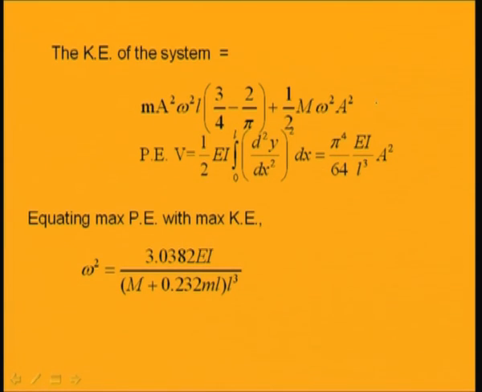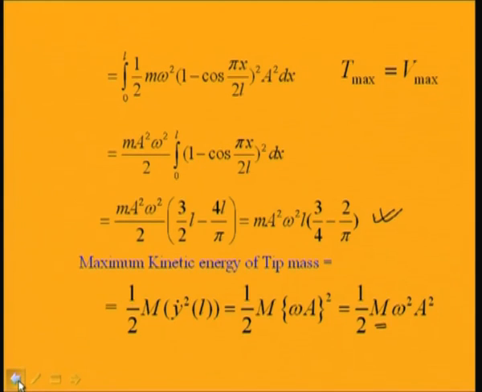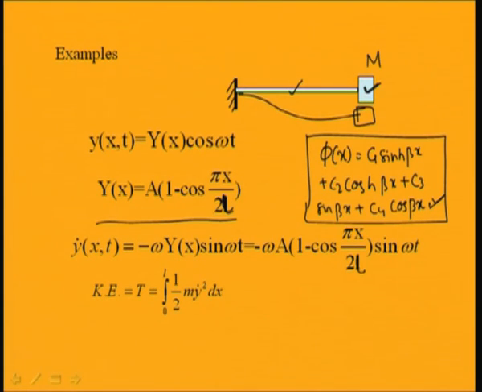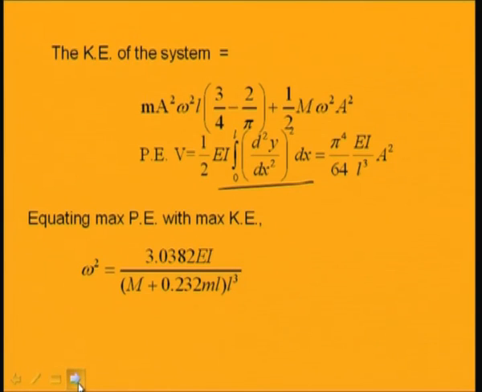Similarly, we can find the maximum potential energy. The potential energy expression can be given by half E I integral from 0 to L of d square y by dx square dx. This integration you can do by taking y, which is already known, as the assumed function a into (1 minus cos pi x by 2 L). By assuming that function, the maximum value will be equal to pi 4th by 64 E I by L cube a square.